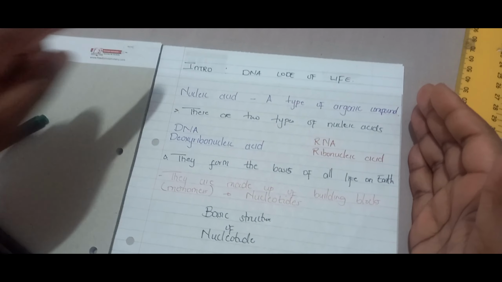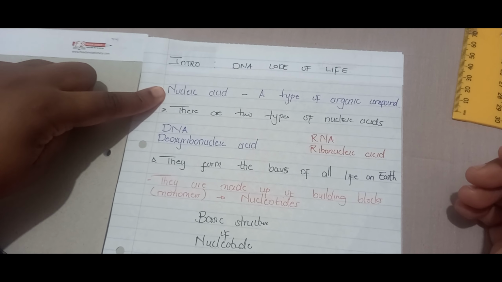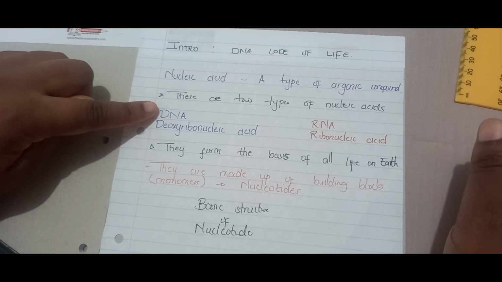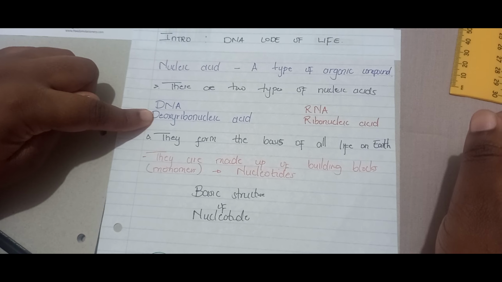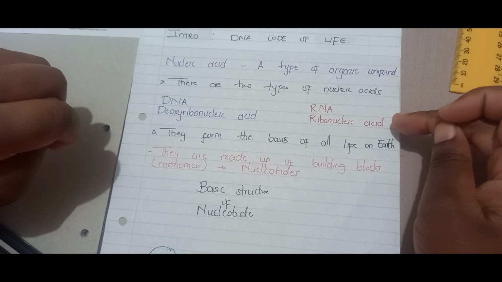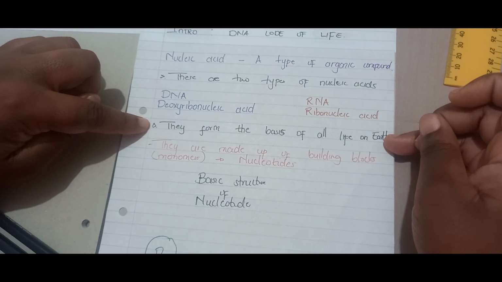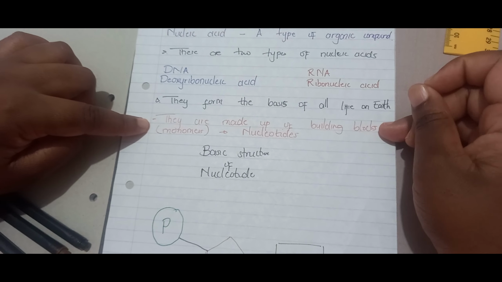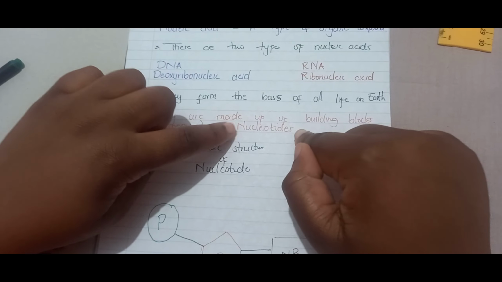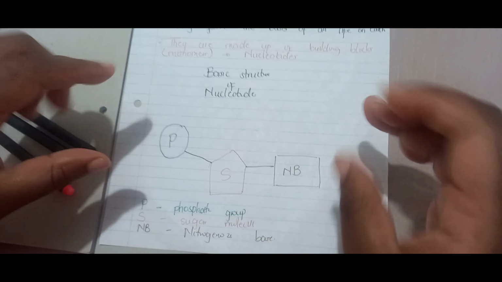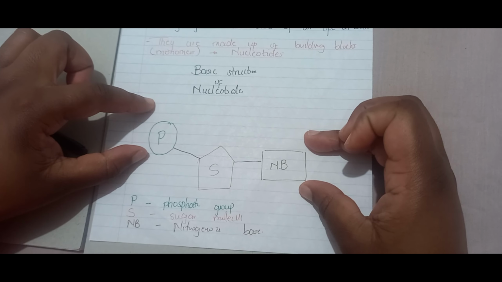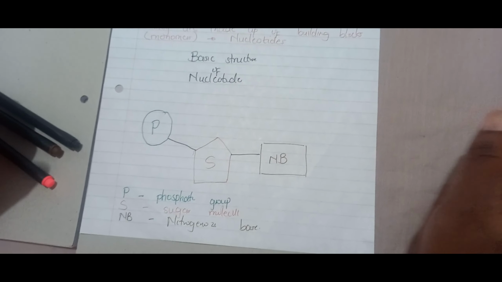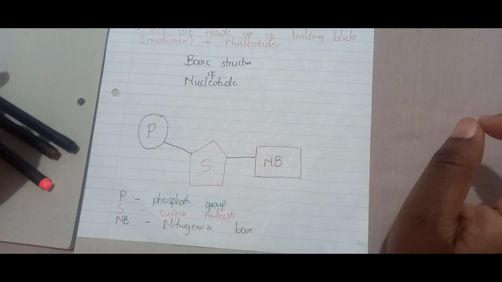Okay, right. Just a quick recap of your notes. Again, with DNA, you must learn what a nucleic acid is, which is just a type of organic compound. There are 2 of them: DNA, deoxyribonucleic acid, and RNA, ribonucleic acid. They form the basis of all life. Importantly, they are made up of building blocks, monomers called nucleotides. Here is just one nucleotide. It's got a phosphate group, a sugar molecule, and a nitrogenous base. Please stop now, babe. Right.